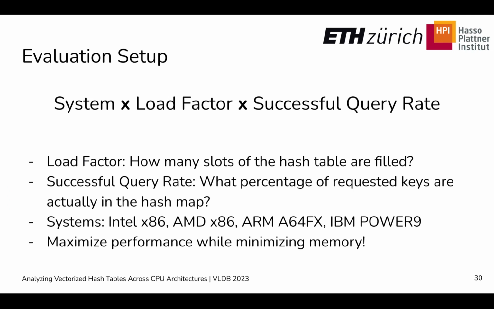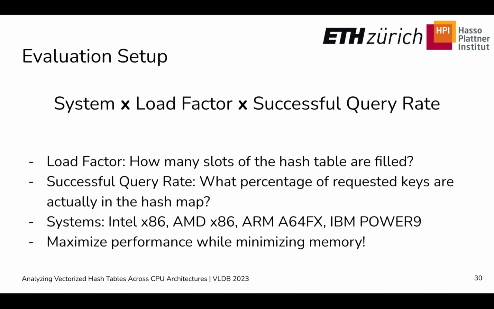And then we can fill up the hash table to a certain load factor. So if you can imagine a completely empty hash table, or just a few slots are filled, if you find something, you will probably end up at the result on the first slot. And the more full it is, the harder it gets because you have to do this linear probing more. And the successful query rate basically says, okay, how many of the keys I'm requesting in my get operation on the hash table are actually in the hash table. And because the probability is higher if the key actually exists that we can abort earlier, a lower successful query rate will also be harder to answer.